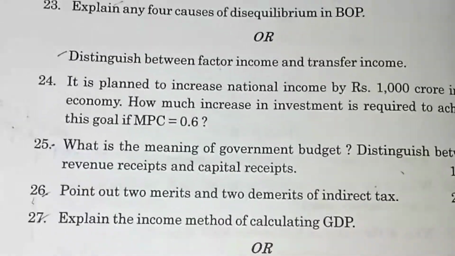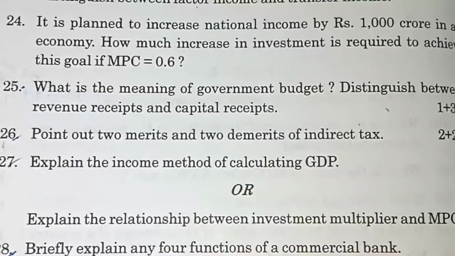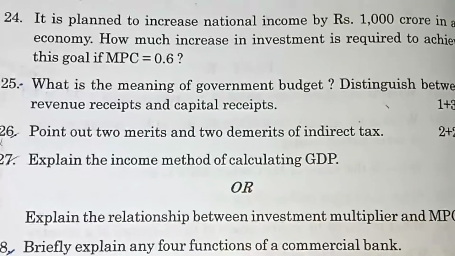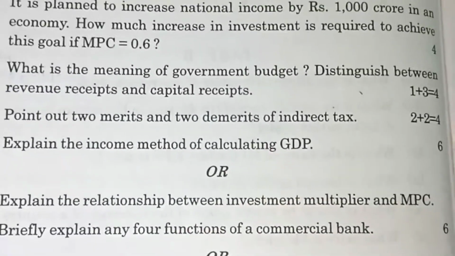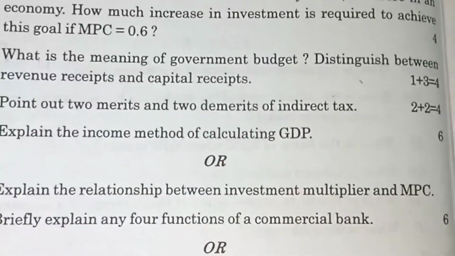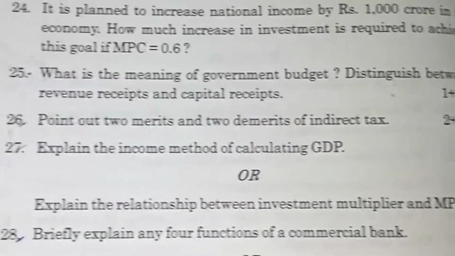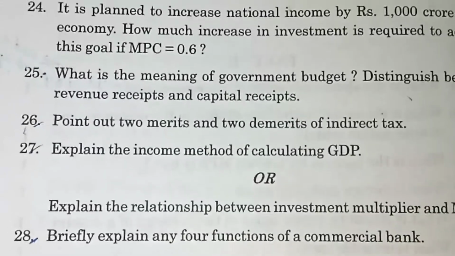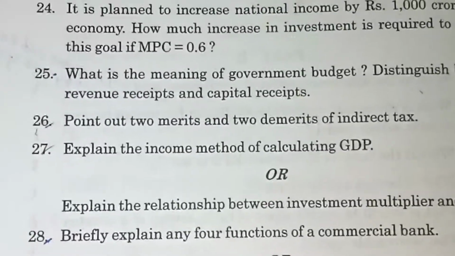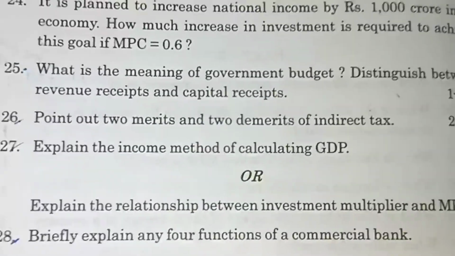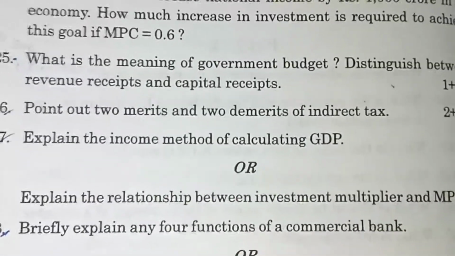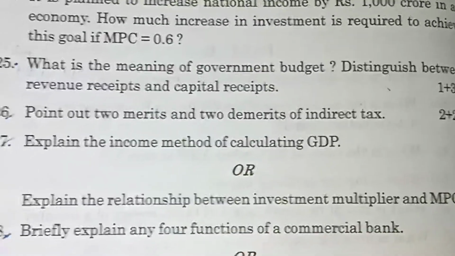Point out two merits and two demerits of indirect tax. Merits of indirect tax is it has a wide coverage. Second point is through the indirect tax, the consumption of undesirable goods can be discouraged. And demerits is it is not equitable. And second point is in indirect tax the burden can be shifted from one to another.